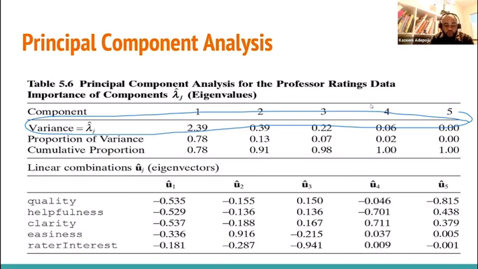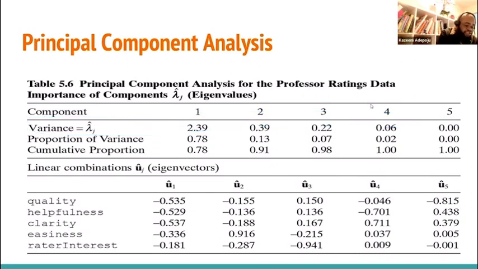Why am I getting the cumulative? The cumulative is for us to know how many principal components we need to combine, because we're not going to use all the principal components. That is the idea. And don't forget, each principal component also contains all the variables. The information is not lost.